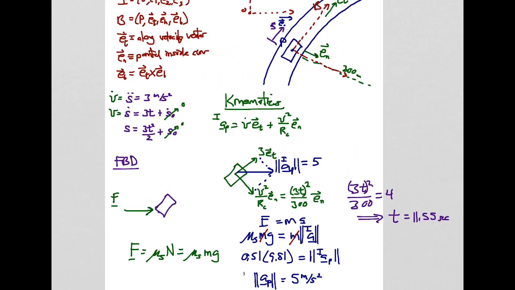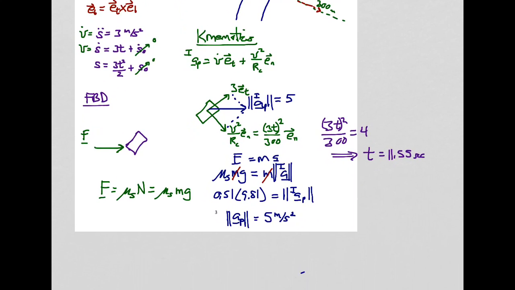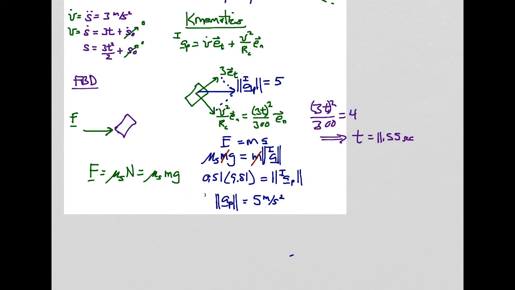Now back up to what our problem is asking for. It's not asking us for the time, but it's asking us for how far around the curve the car can make it without slipping. Well, we have an expression here of the distance around the curve as a function of time, and so we'll use this and say that S is equal to 3t squared divided by 2. So we plug in 11.55 seconds, so S at t equals 11.55 seconds, and then we get 200 meters that the car makes it around the curve without slipping.